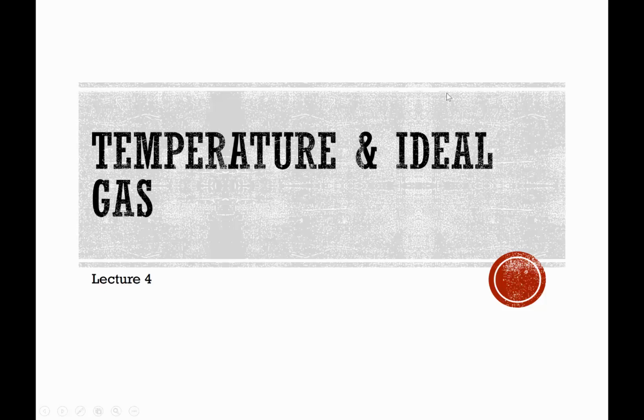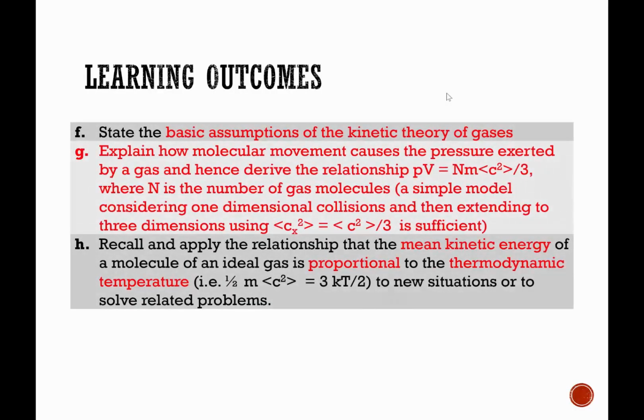Hello everyone, this will be the last installment of the series of lecture videos for chapter 11. And in this last video, we are going to cover the rest of the learning outcomes, which are basically the mathematical part of the chapter. And among this, the toughest will be learning outcome G, which is the requirement to derive how the pressure exerted by an ideal gas is related to the root mean square speed of the molecules.